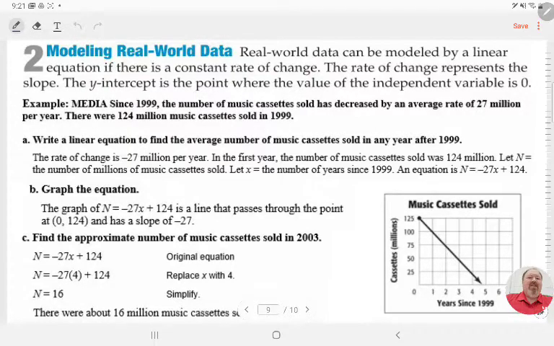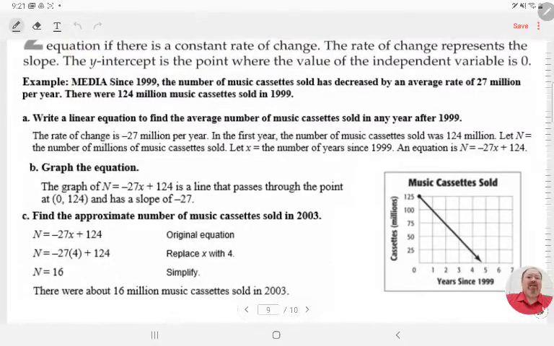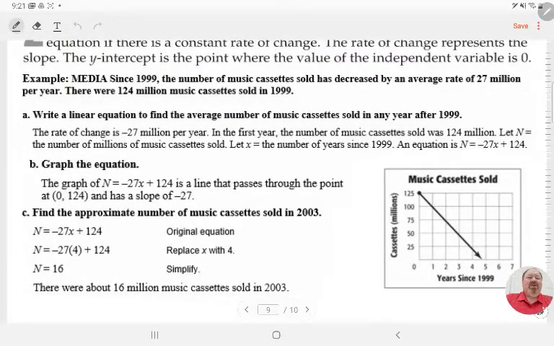since 1999, the number of music cassettes sold has decreased by an average rate of 27 million per year. There were 124 million music cassettes sold in 1999. We are to write a linear equation to find the average number of music cassettes sold in any year after 1999. So we know the rate of change, they tell us it is decreasing by negative 27 million per year. In the first year, the number of music cassettes sold was 124 million. So we can let n equal the number of millions of music cassettes sold, and we can let x equal the number of years since 1999. So we can write an equation of n equals negative 27 times x plus 124.